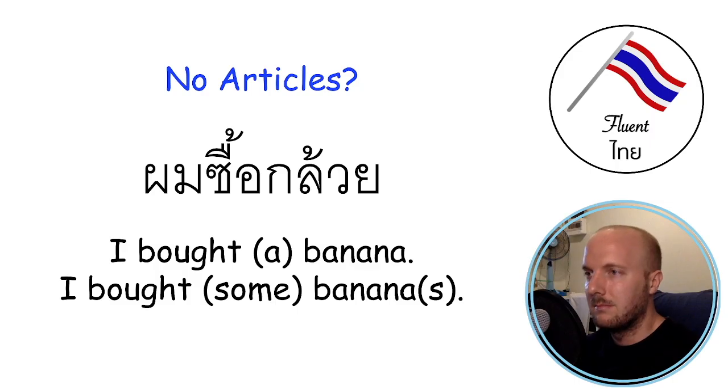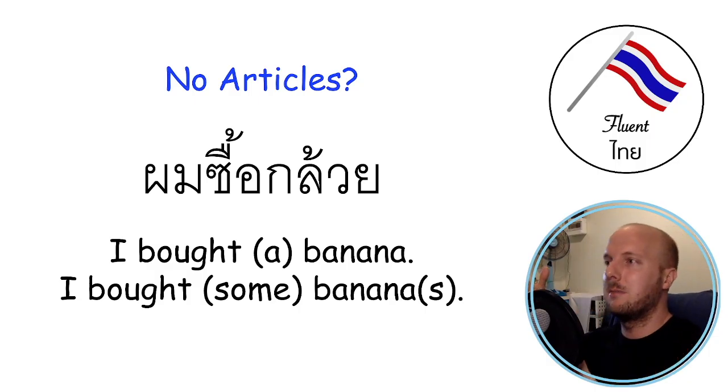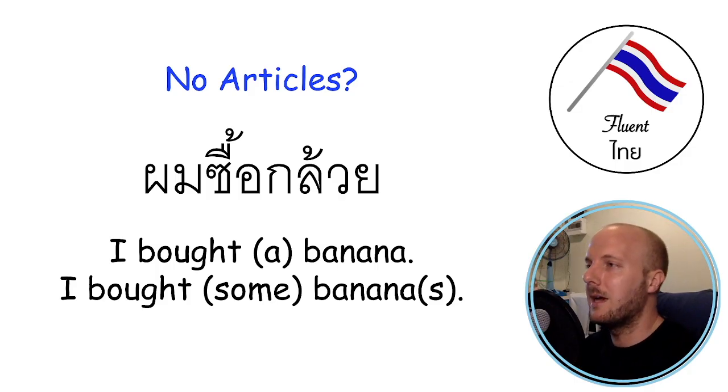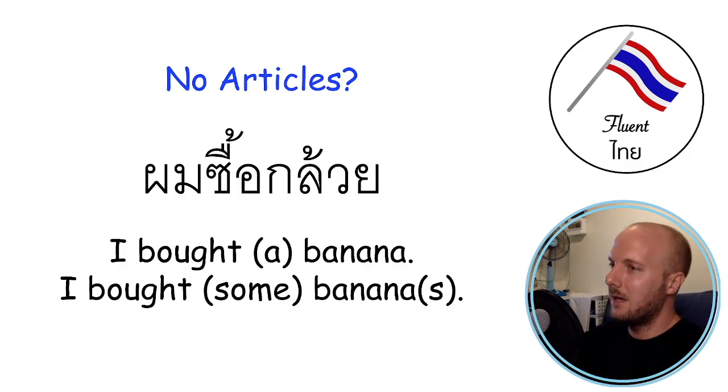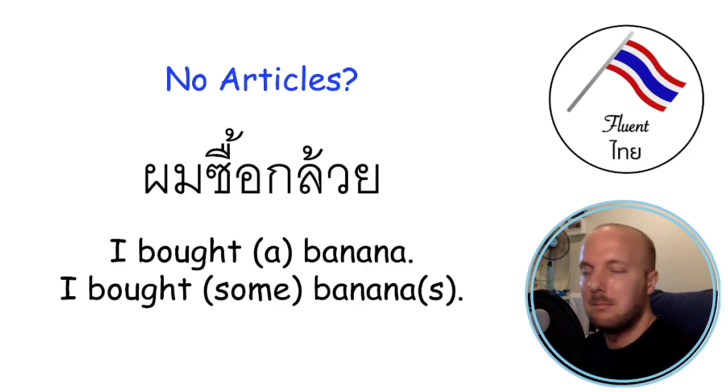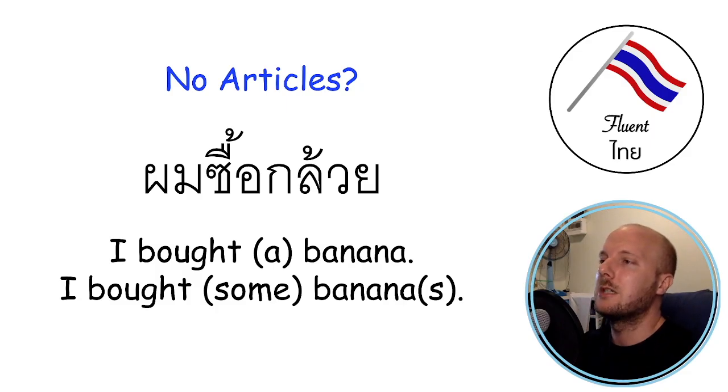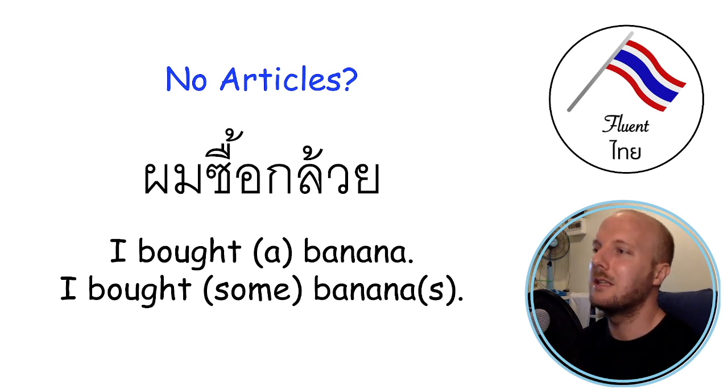ผมซื้อกล้วย. It could mean I bought a banana, meaning one banana. It could mean I bought some bananas. Just depends on the context of that situation. So if I walk in the door and I'm holding a banana and I say, hey, ผมซื้อกล้วย, obviously that means one banana, doesn't it? But if I came in the door with a bunch of bananas and I'm like, hey, ผมซื้อกล้วย, it means I bought some bananas. In English, we would have to actually specify that difference between the singular and the plural, right? So in Thai, you don't have to do that.